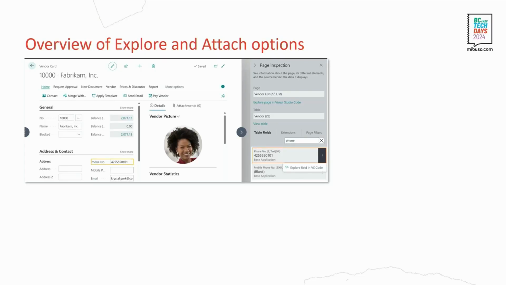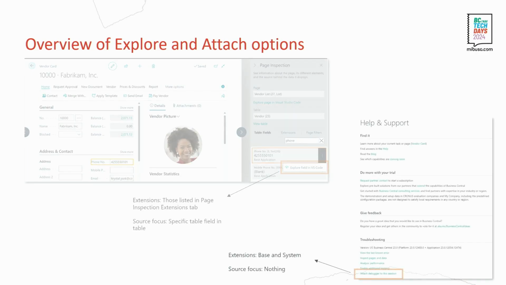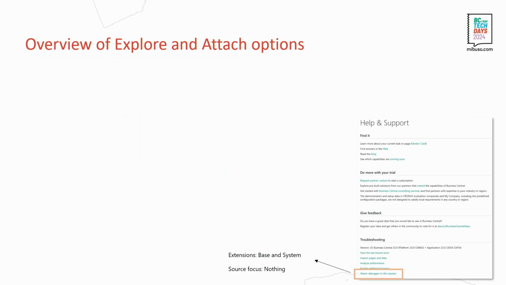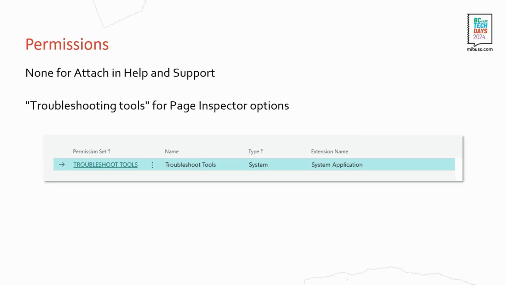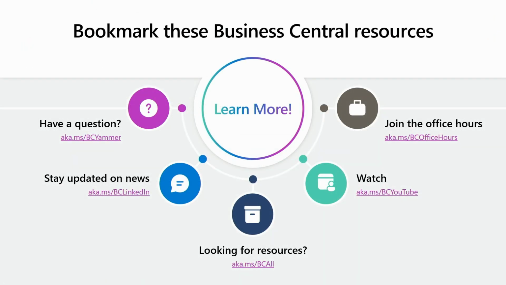So just a quick overview. I talked to this. You can open the page. You can open the fields. One thing I didn't show was that if you just want to attach to a session to debug something, you can, in the help and support, there's an attach option. And when you pick that, it's going to do the same, right? You need to have permission to troubleshoot, and you need to have the page inspector permissions here.